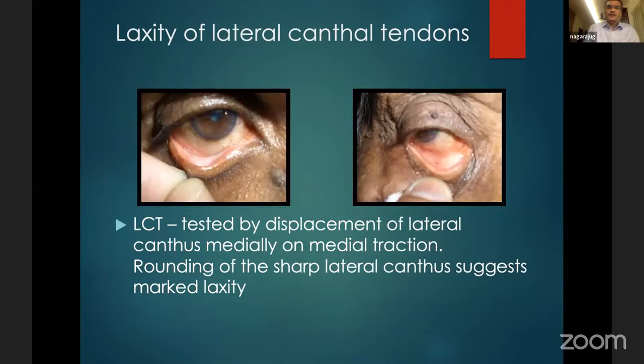So how do you test the lateral canthal laxity? You can test it likewise. Pull the lid medially and observe the lateral canthal area of the lid, which is normally almost almond shaped. Even before you check for lateral canthal laxity, the angle of the lateral canthus becomes more rounded in a case of involutional entropion, because of the involutional changes; the almond shaped structure of the palpebral fissure is usually lost. And when you pull the lid medially, you can see there is a significant horizontal laxity.